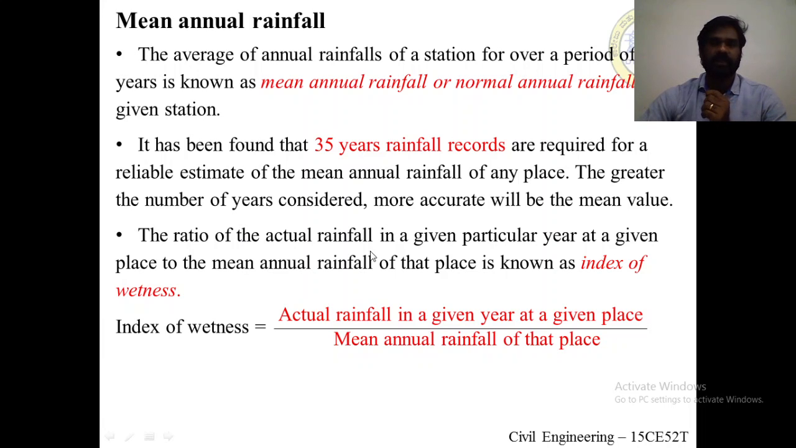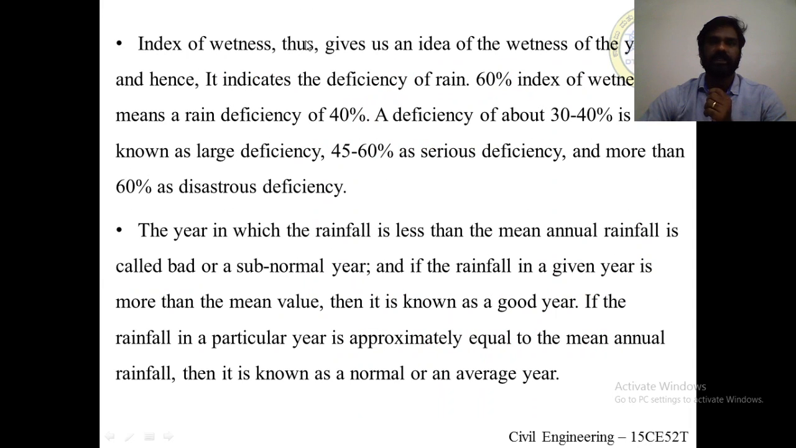See, using this mean annual rainfall, we can calculate the index of wetness. The ratio of the actual rainfall in a given particular year at a given place to the mean annual rainfall of that place is known as index of wetness. If we divide actual rainfall in a given year at a given place by the mean annual rainfall of that place, we will get the index of wetness. It gives us an idea of the wetness of the year, and hence it indicates the deficiency of the rain.